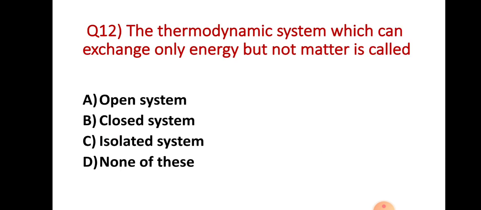Now let us see question number 12. The thermodynamic system which can exchange only energy but not matter, such type of system is called closed system. If a system can exchange both energy and matter, that is called open system. If system can only exchange energy but not matter, is called closed system. And if system blocks everything, energy as well as matter, that system is called isolated system. So option choice B is the correct answer for question number 12.